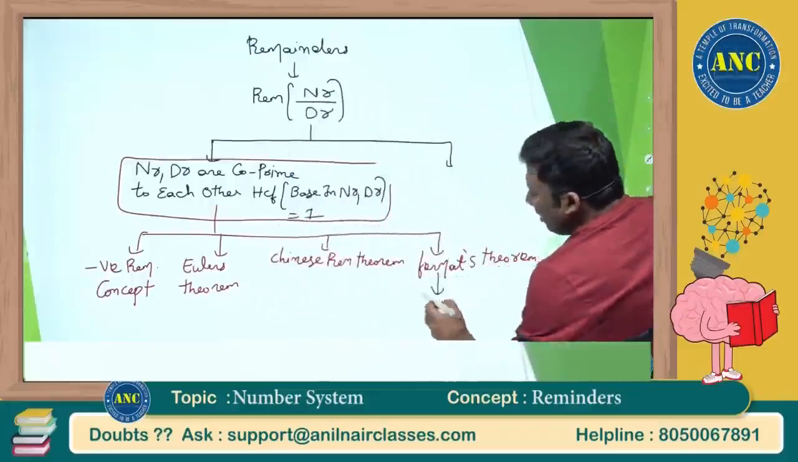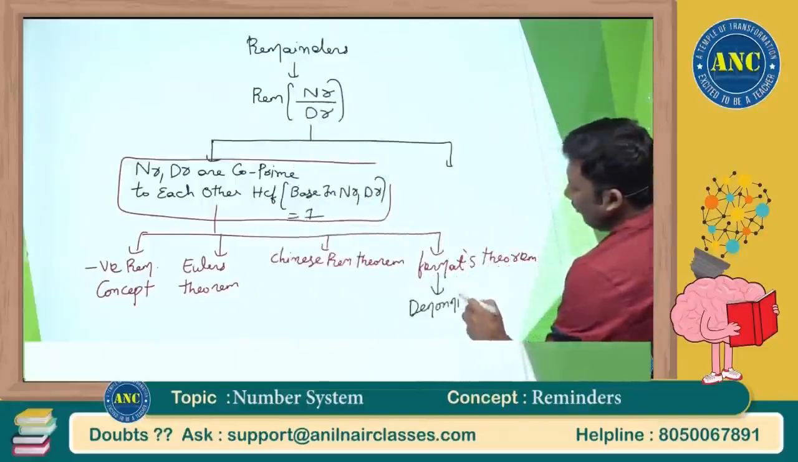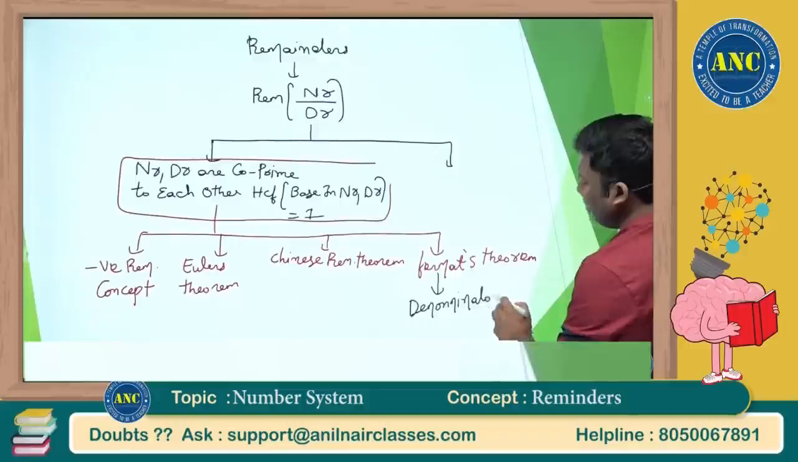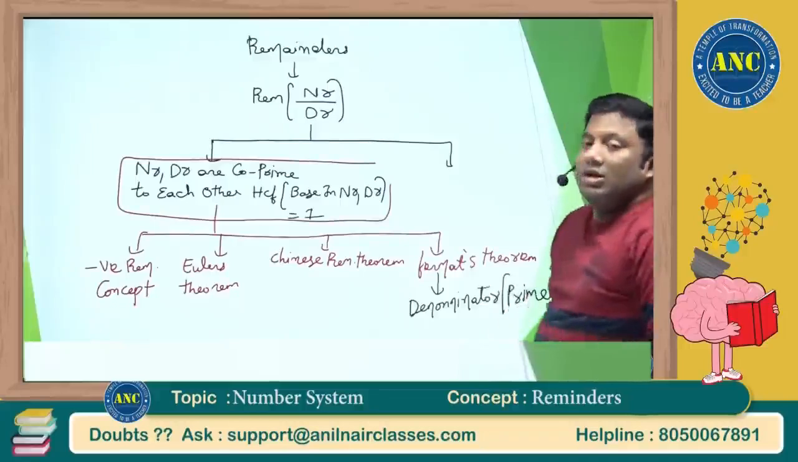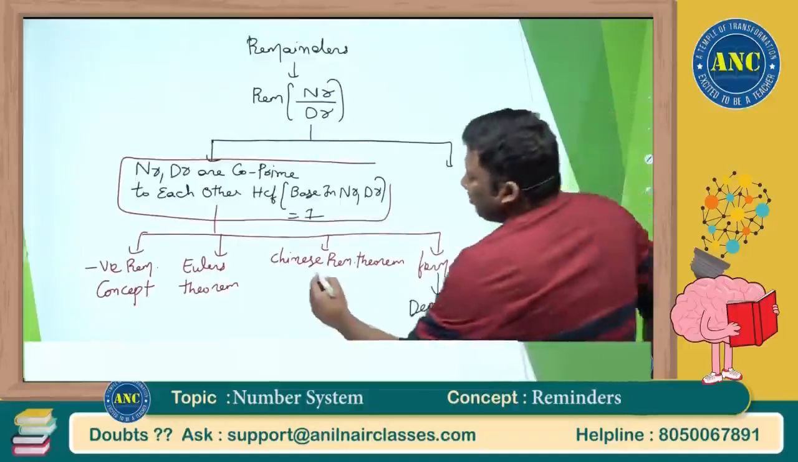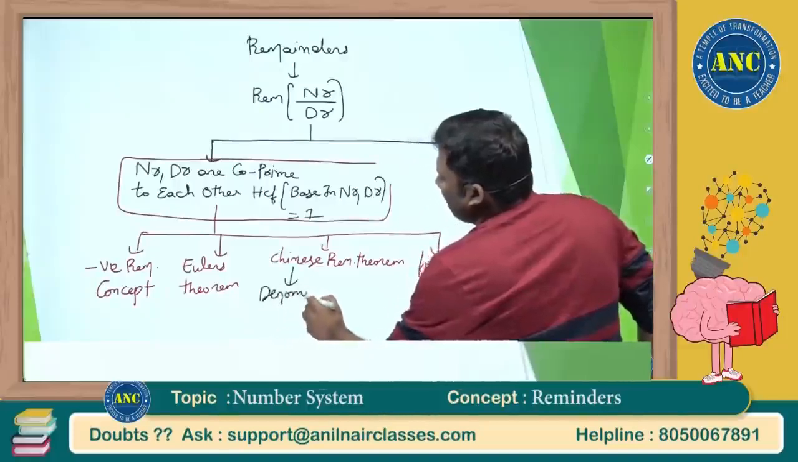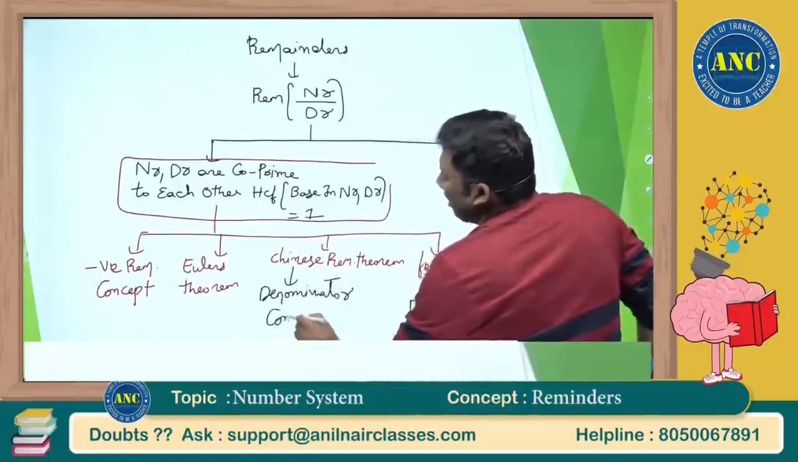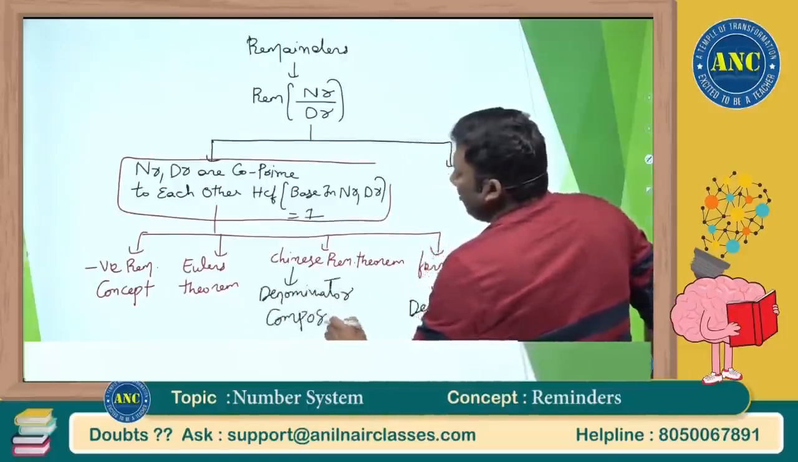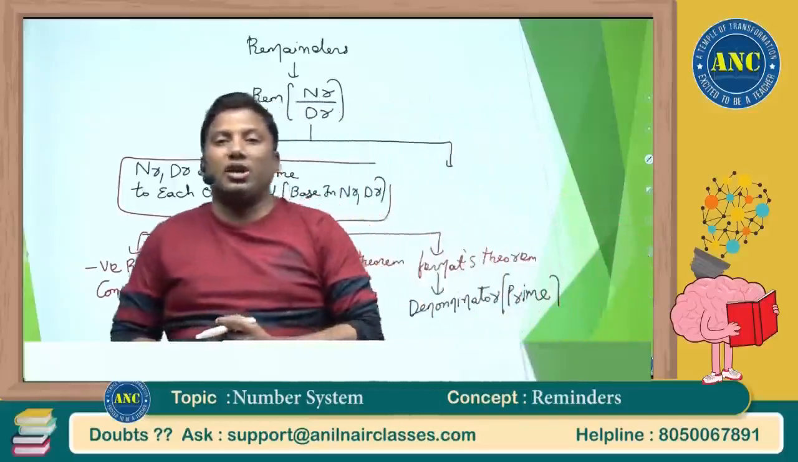Fermat's theorem is used when the denominator is a prime number. The Chinese remainder theorem is used when the denominator is a composite number. If the denominator is a composite number, then the Chinese remainder theorem is used.